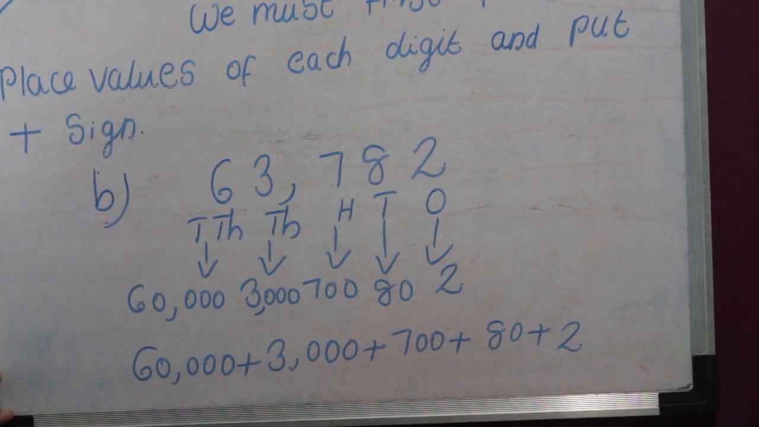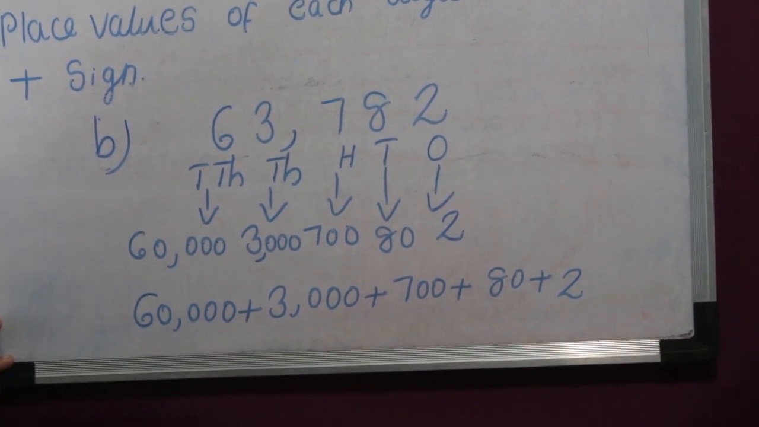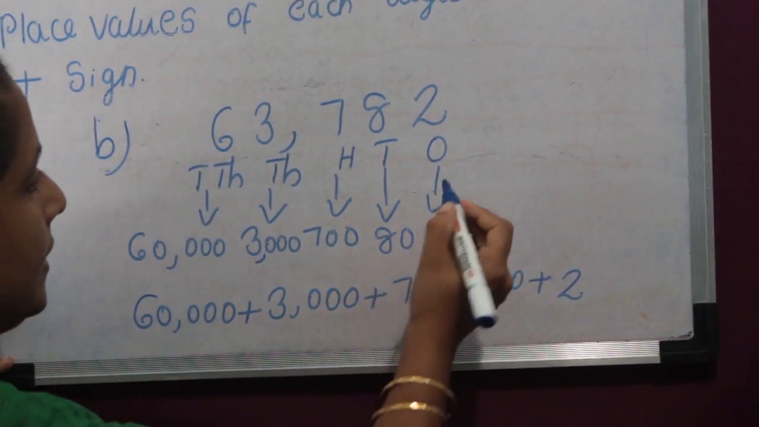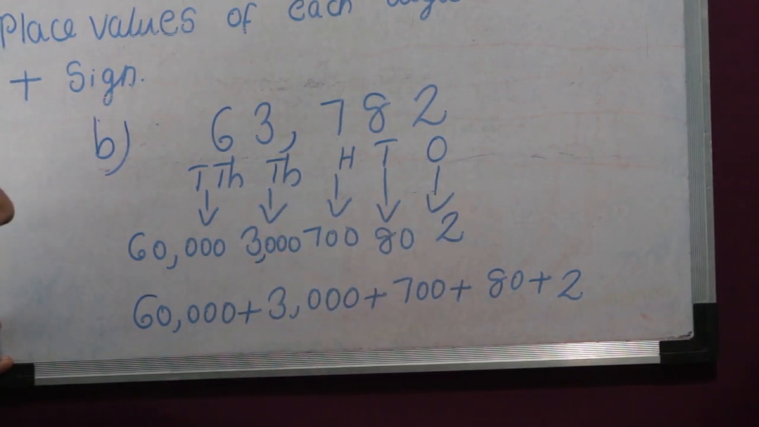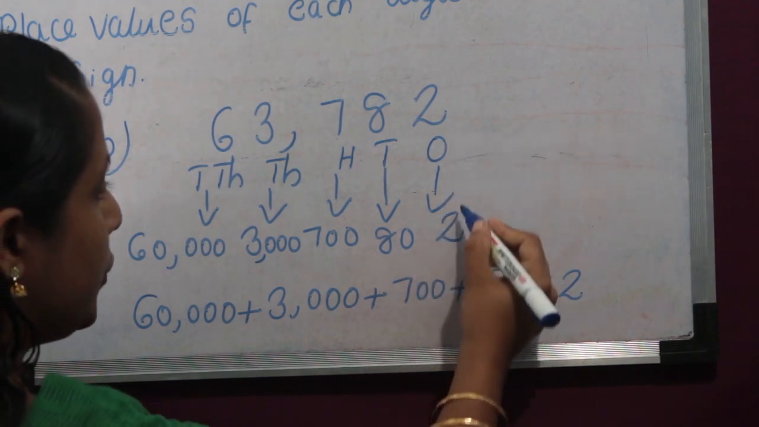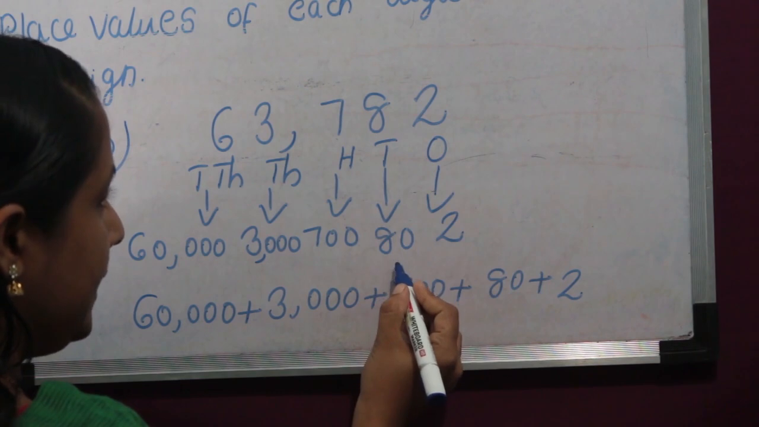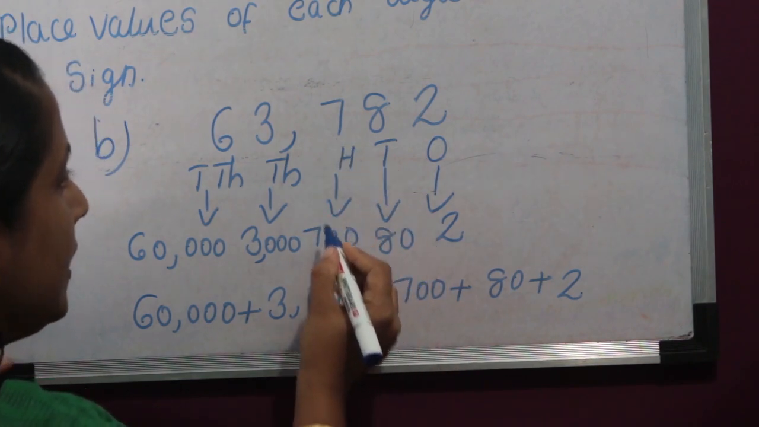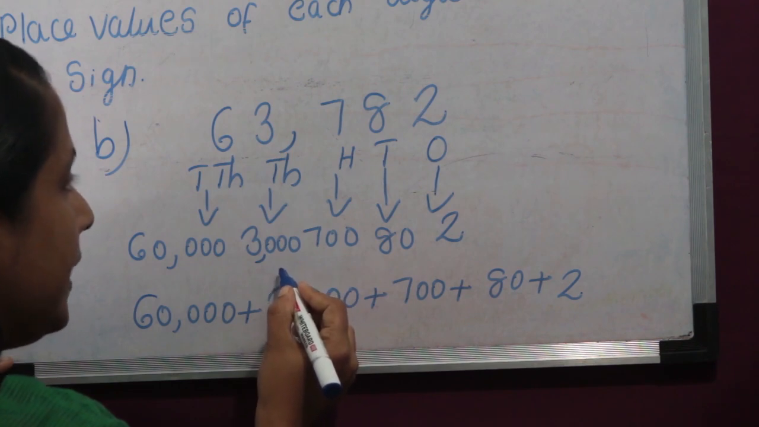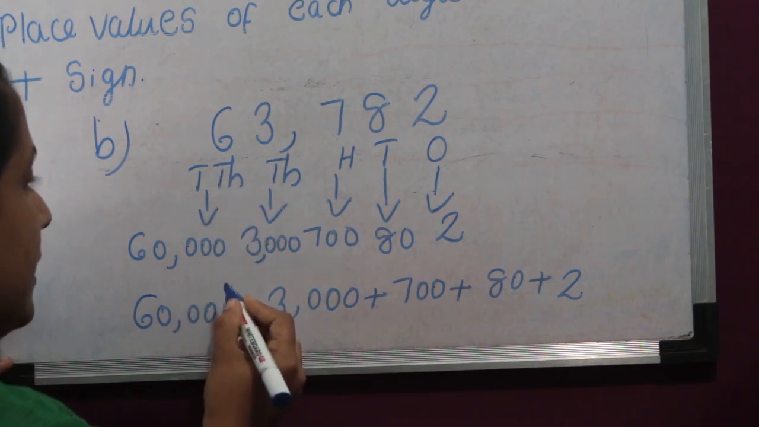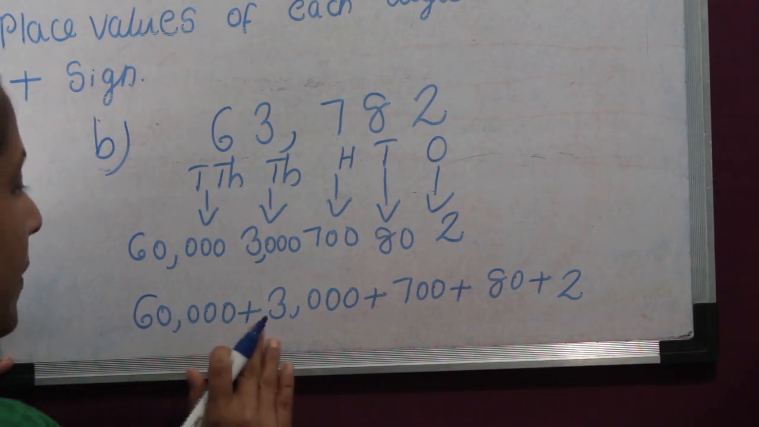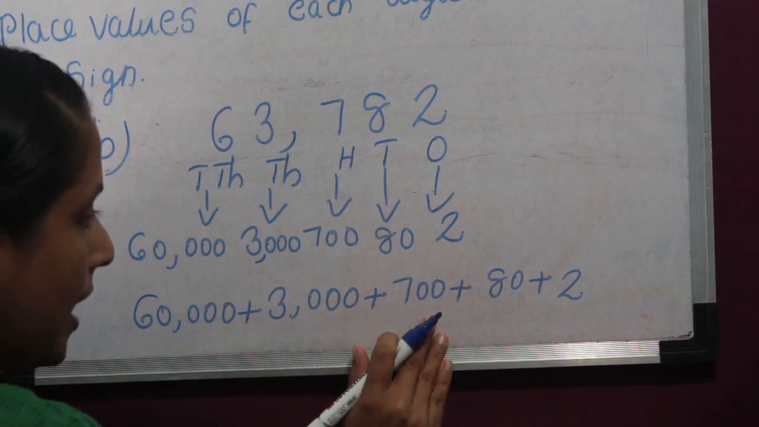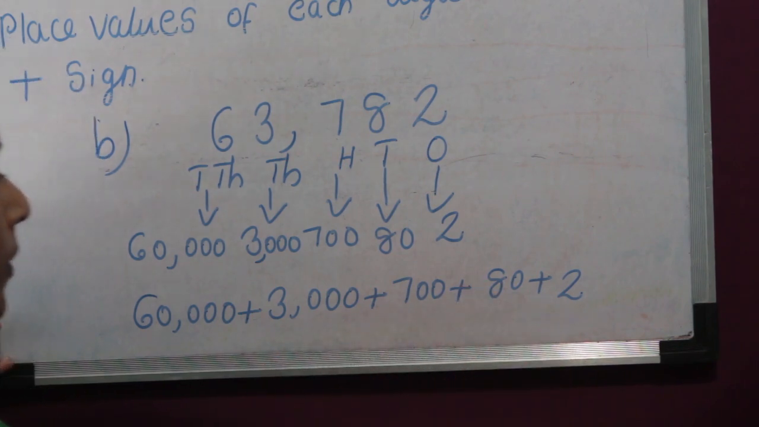Once more, 63,782. First we write the places of these digits, that is ones, tens, hundred, thousand, 10,000. Next we write the place values of each digit: the place value of 2 is 2, of 8 is 80, of the digit 7 is 700, of the digit 3 is 3000, and last, of the digit 6 is 60,000. Next we add the plus sign, that is 60,000 plus 3,000 plus 700 plus 80 plus 2. Now we get the expanded form of the given number.